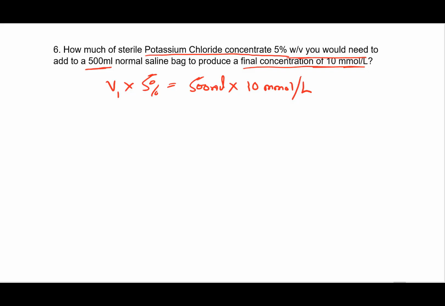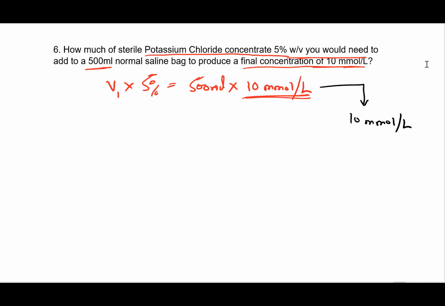But here the concentration is given in millimoles per liter on the other side, and this is the concentration I think we have not come across before in C1V1 C2V2 equation. So let's try and convert this millimoles per liter into percentage also, because it's easy to work with the percentages, and then we will have the concentration in percentage on both sides. So let's try and convert this 10 millimoles per liter into percentage first.